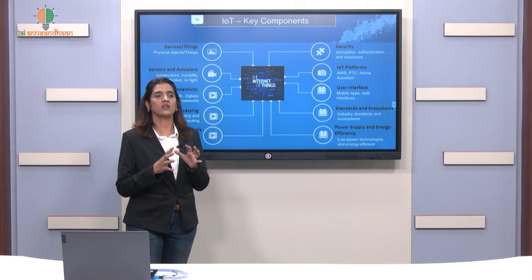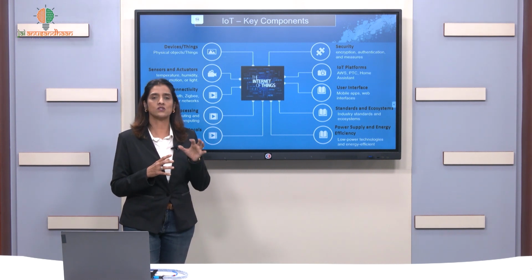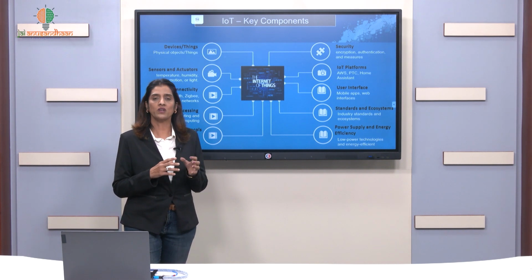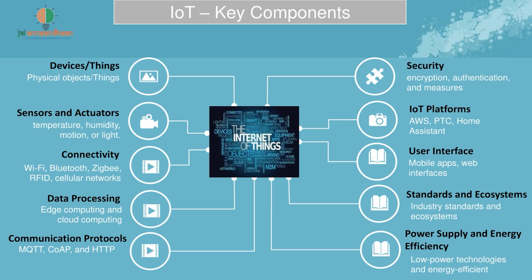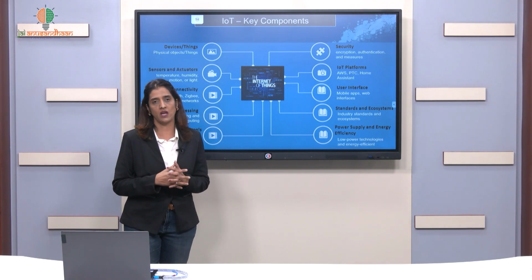Since IoT always starts from the hardware, the sensors, or some kind of gateway, we need low power connectivity. It also has a smart network as one of the key components. So it always starts with low power connectivity. So we need power supply or energy efficiency. These are some of the key components of the IoT.